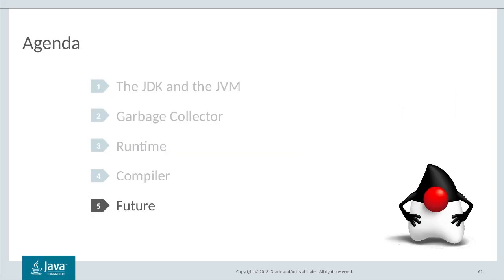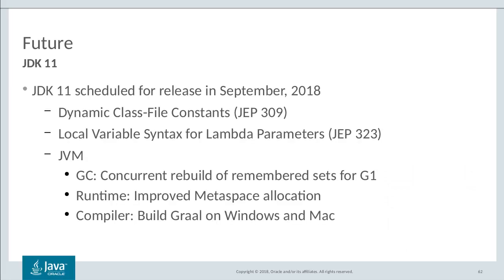Now, those were the updates, the major ones, to the JVM components in JDK 10. Now let's peek a little bit into the future and see what's next. JDK 11 is already scheduled for release in September 2018, and here we see the new release cadence really kicking in. Even though we're only a few months away from JDK 11, there are still some real nice features that have gone into JDK 11. We find the dynamic class file constants as described by JEP 309. There is also the local variable syntax for lambda parameters as described by JEP 323.